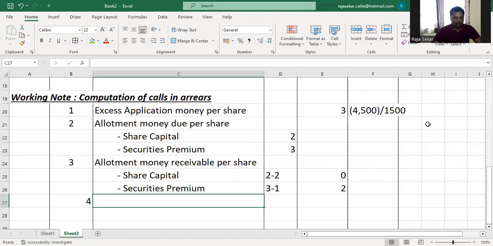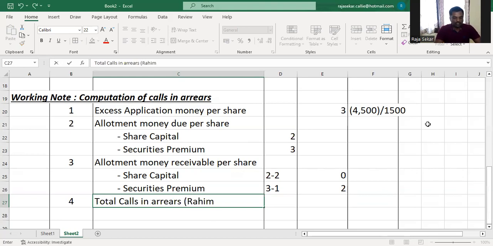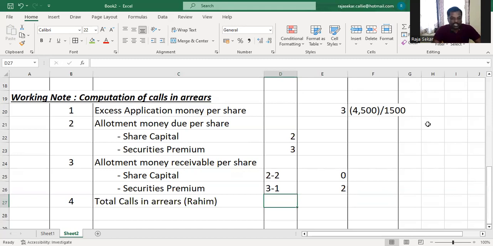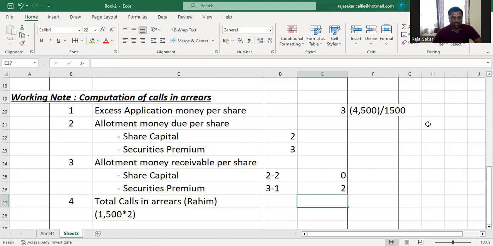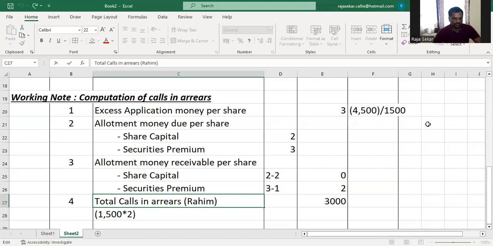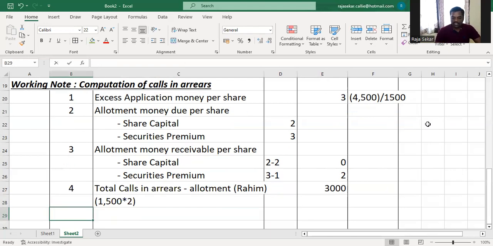So now, total calls in arrears. Total calls in arrears for Rahim is the amount receivable from him after setting off the excess application money, into the number of shares held by him. That is, the number of shares held by him is 1,500 as given in the question, and 2 rupees is the amount receivable. The total calls in arrears for Rahim in allotment, only in allotment, is rupees 3,000. And Rahim also did not pay the first call. Am I right, my dear children?